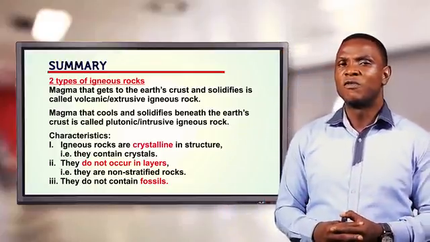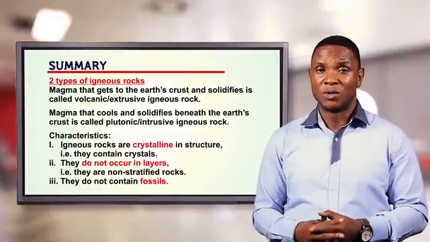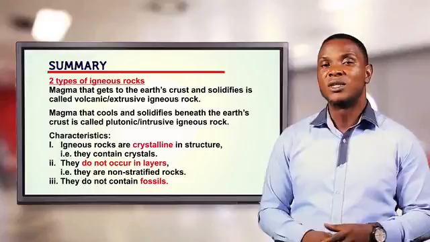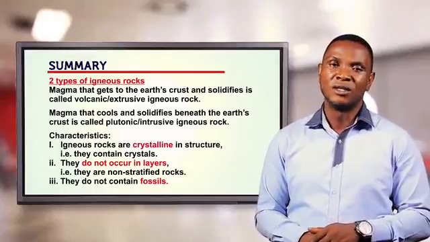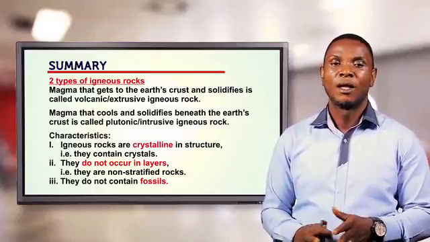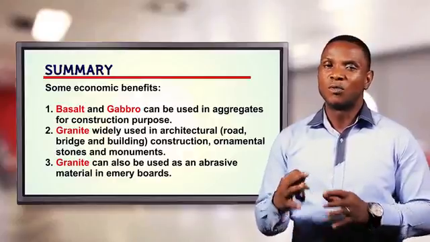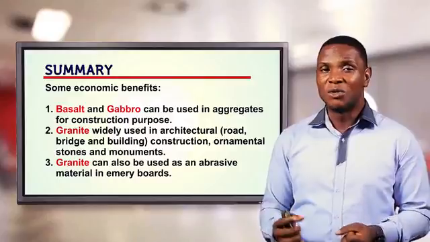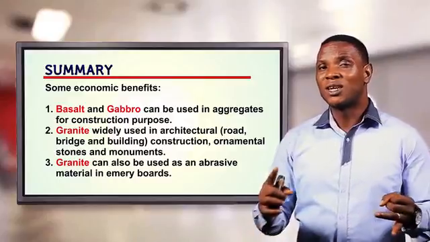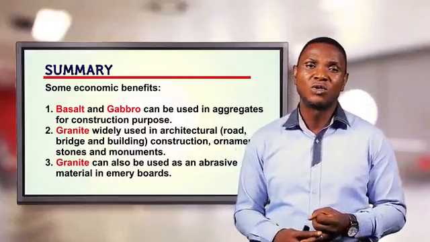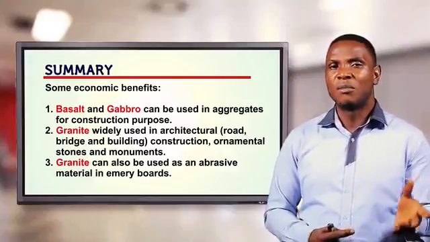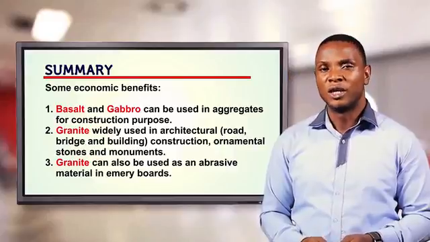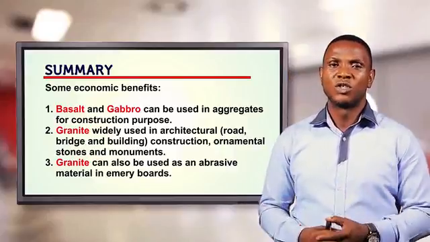Some characteristics of igneous rock that we listed today were that igneous rocks are hard and impervious, and also we said igneous rocks are crystalline in nature. Finally, we learned about some economic benefits of igneous rock. We learned about granite. We said granite can be used as an abrasive. Granite, of course, can also be used in the construction industry. Basalt and gabbro, we said, can be used as aggregates, also in the construction industry. So let's take one or two questions.